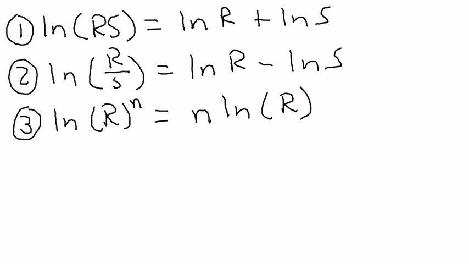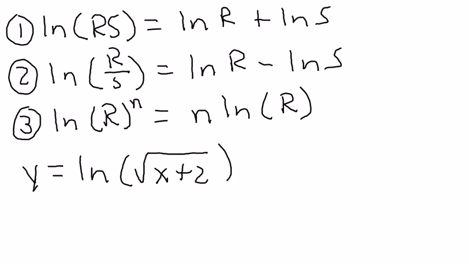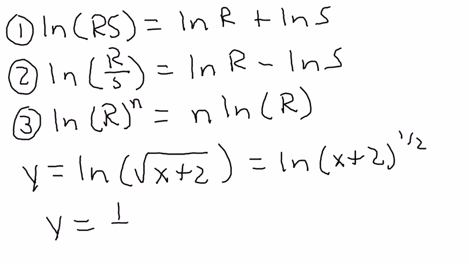Really, this is going to be helpful when we go to take derivatives. The derivative of ln is pretty easy to do, and when you have something like y equals the ln of the square root of x plus 2, taking the derivative without simplifying it would be a real pain. But if you simplify it and write it as the ln of x plus 2 to the 1/2 power, and then bring that fractional exponent out front, you can rewrite it as y equals 1/2 ln of x plus 2, and then that derivative would be a lot easier to find.